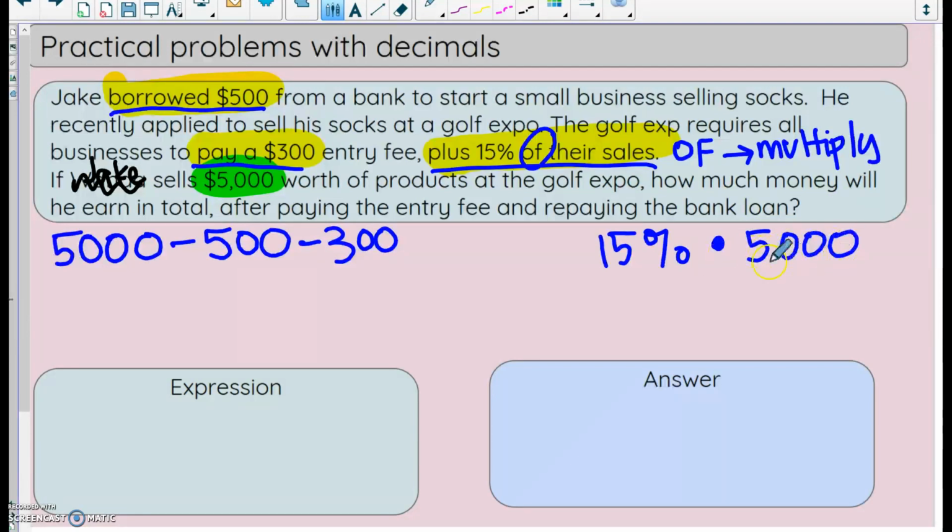Okay, now I'm going to use my calculator here in order to figure this out. And I can't type a percent sign into my calculator. So this means I need to be able to convert 15% to a decimal. And I can easily do that because I know that my rules for converting tell me that in order to convert from percent to decimal, we just move our decimal place 2 places to the left. So this would be 0.15 times 5,000.